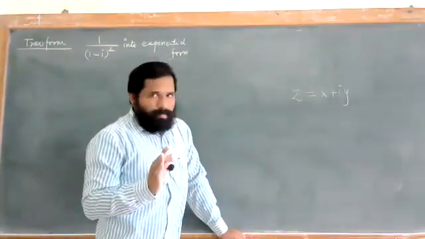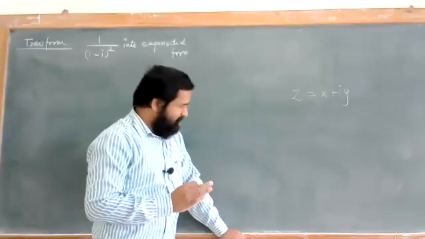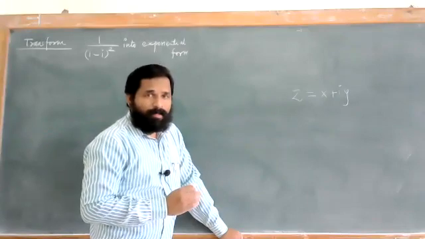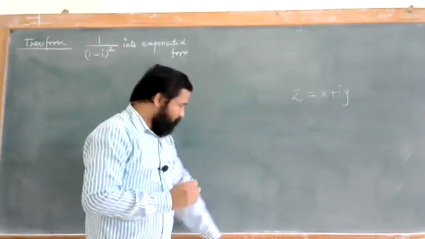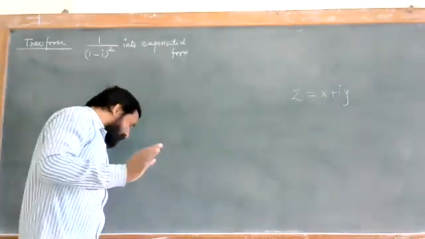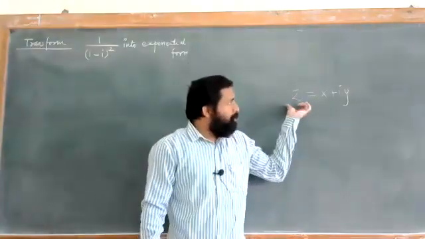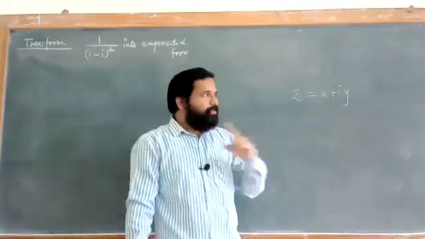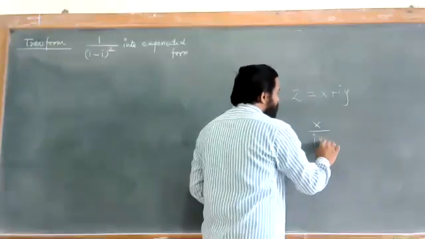One is the real, and what about the other? 1 minus i, imaginary part. Okay, so this is not the correct answer. The condition is like this. Our number is in the form z is equal to x plus iy. It is not in the form of x upon i.